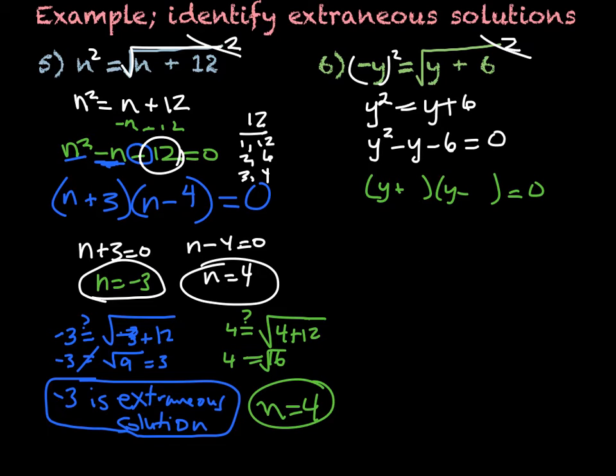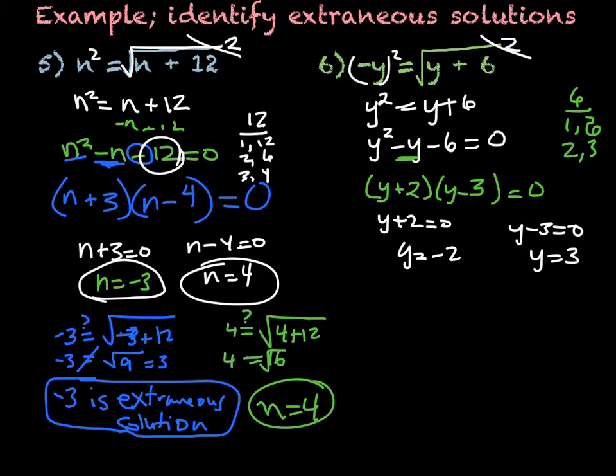So what I have to do is figure out my factors of 6, 1 and 6, 2 and 3. So because I need to get a negative 1, it's going to be a negative 3, positive 2. And now I have to check my work to make sure that they work, and they both work. So that would give me y plus 2 equals 0, so y equals negative 2. And y minus 3 equals 0, so y equals positive 3. We need to figure out which ones of those are real solutions.